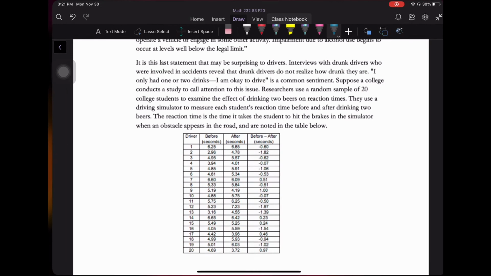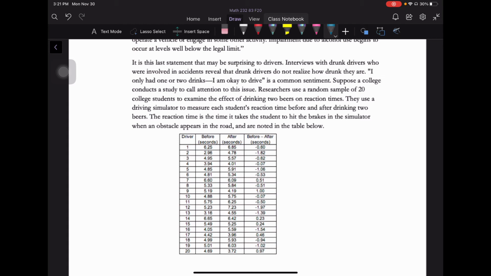Suppose a college conducts a study to call attention to this issue. Researchers use a random sample of 20 college students to examine the effect of drinking 2 beers on reaction times. They use a driving simulator to measure each student's reaction times before and after drinking 2 beers. The reaction time is the time it takes a student to hit the brakes in a simulator when an obstacle appears in the road, and they're noted below.